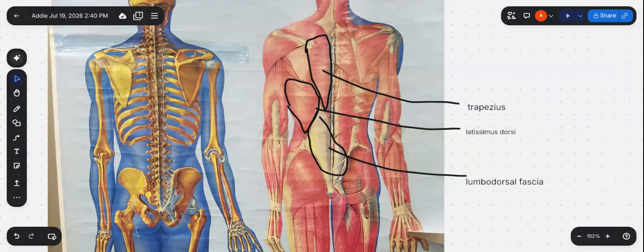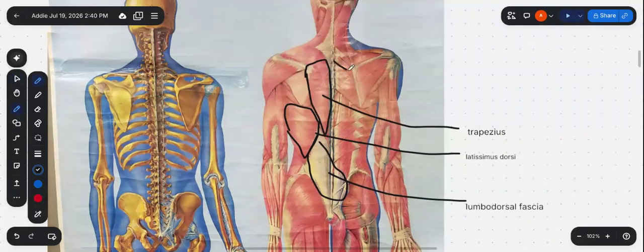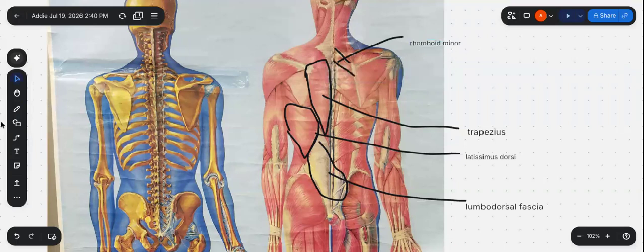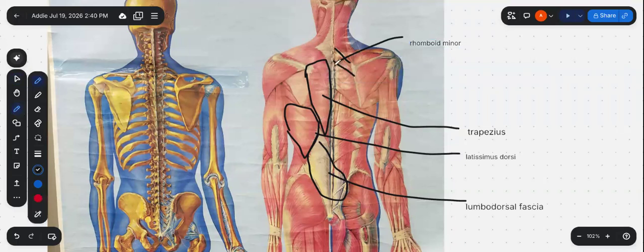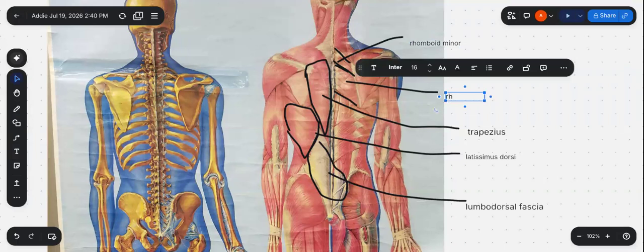Now we have your rhomboid minor and your rhomboid major. So the rhomboid minor is going to be this first section up here. And that is your rhomboid minor. And then right below it is going to be your rhomboid major. So from here to here is your rhomboid major. So they're directly next to each other, one on top of the other. And they just are two different muscles, one smaller than the other.